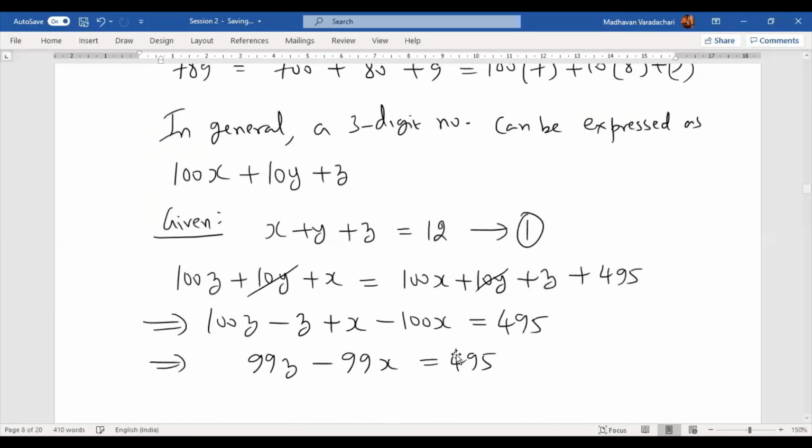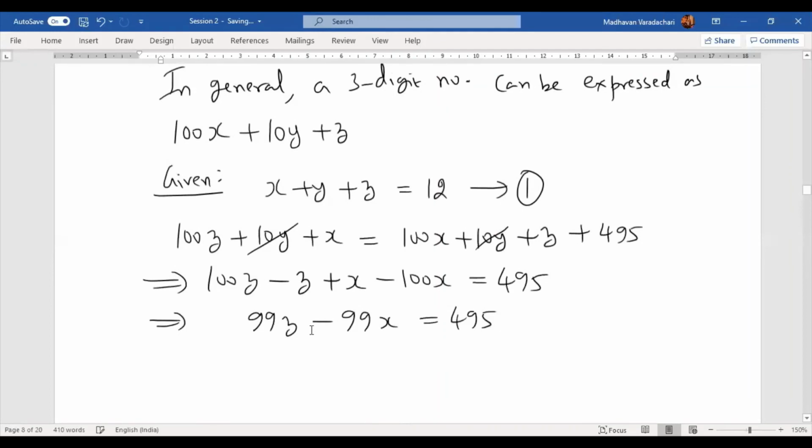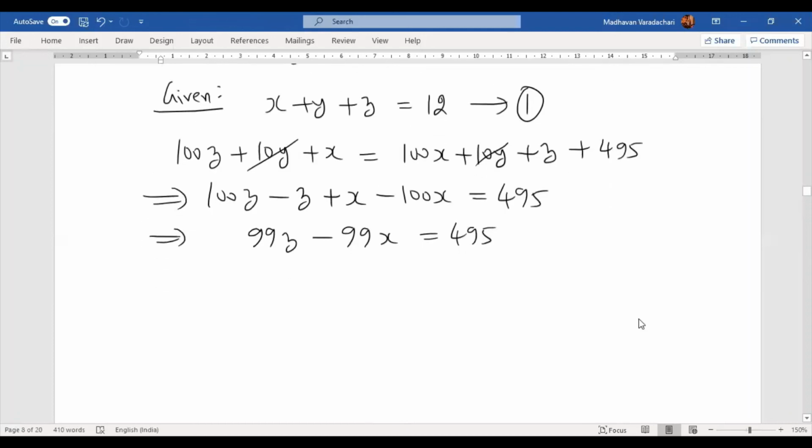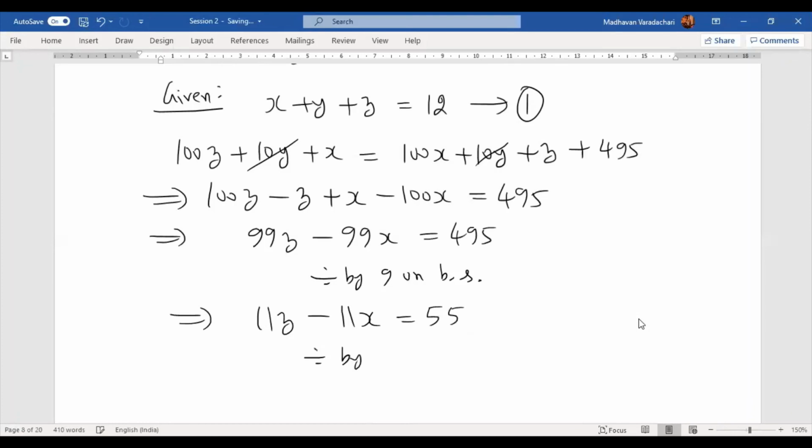I think both of these numbers are divisible by 9. If I divide 99 by 9, I get 11. 495 by 9: 9 5s are 45, again 9 5s are 45, so you get 55. So let me divide by 9 on both sides. What do we get? 11z minus 11x equal to 55. Again, divide by 11 on both sides.